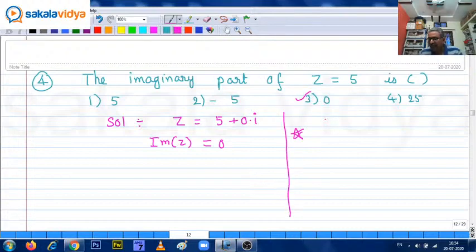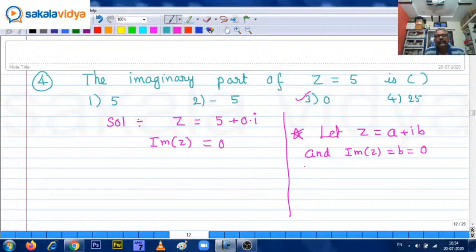You can note one important point. Let z is equal to a plus ib and imaginary part of z, that is b, is equal to 0. Then z is purely real. Okay, these words: purely imaginary, purely real.